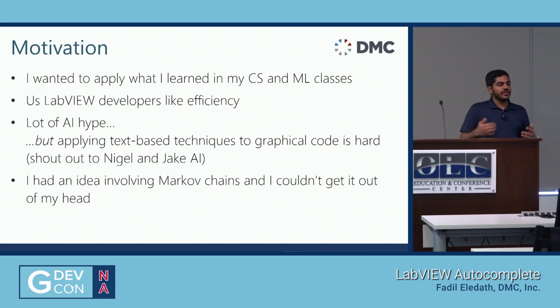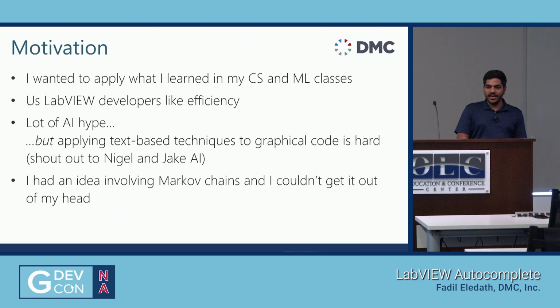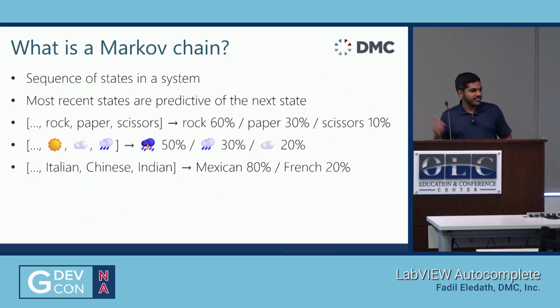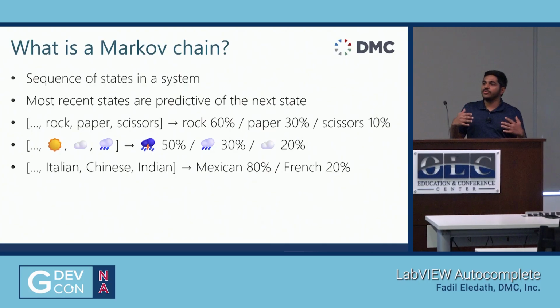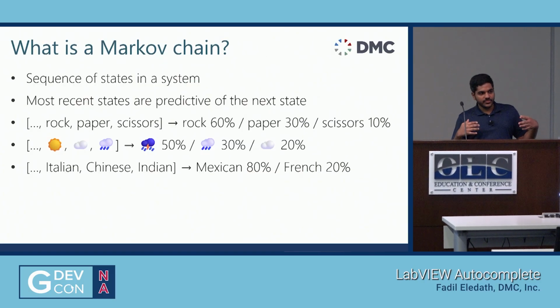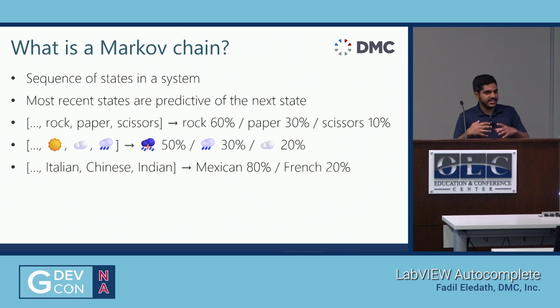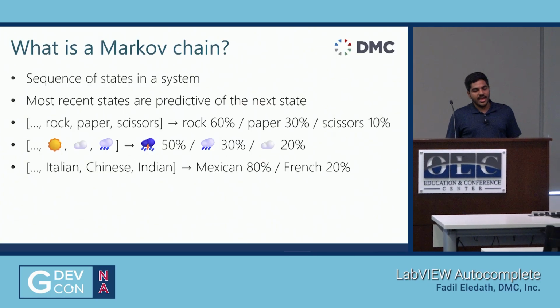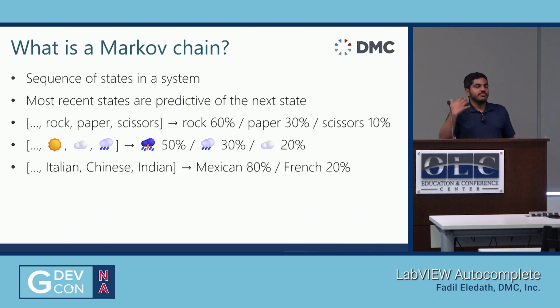Finally, I had an idea involving Markov chains, and I couldn't get it out of my head. So I'm going to tell you what Markov chains are in a second. Yeah, what is a Markov chain? It's basically a way to model something that is represented or can be represented as a sequence of states. So you have something that has X state, then Y state, then Z state, and you can make the assumption that the most recent states are predictive of the next state.